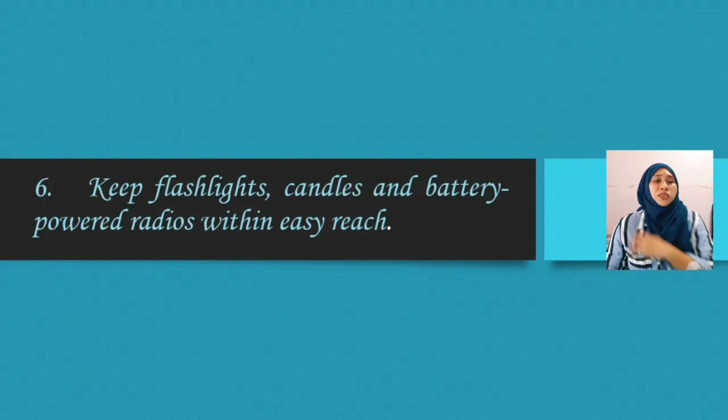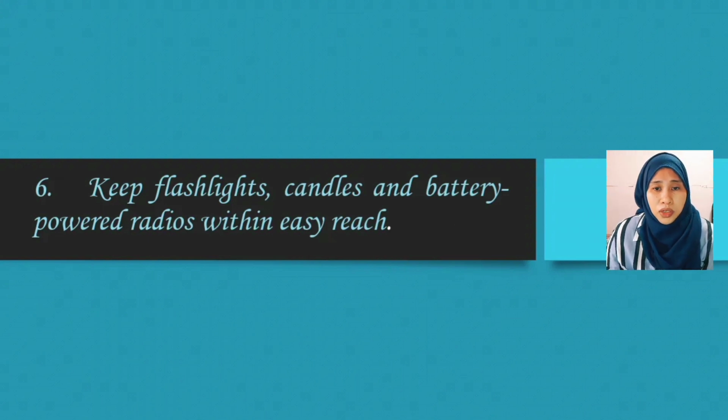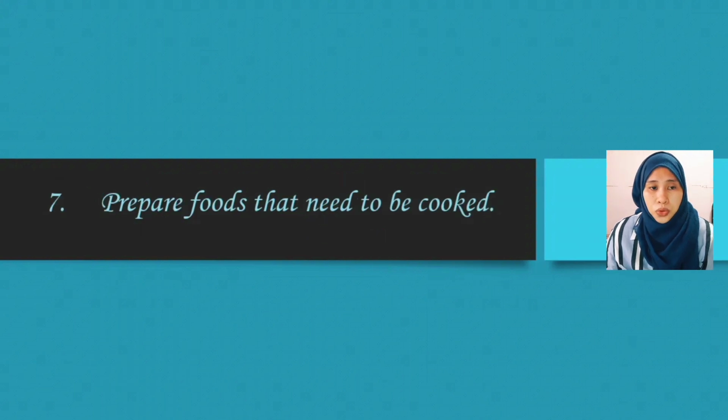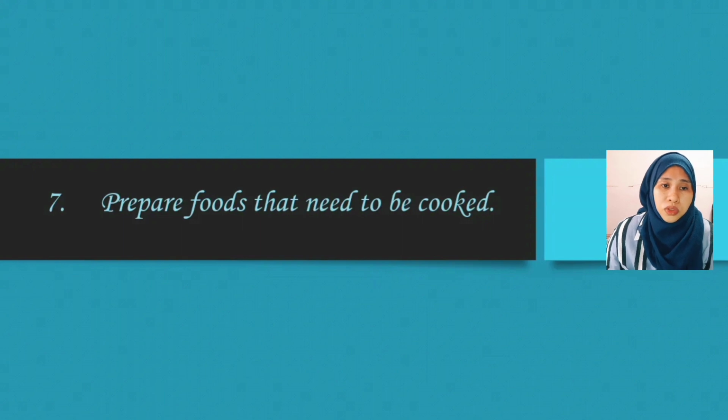So number 6, keep flashlights, candles, and battery-powered radios within easy reach. Always prepare flashlights that are chargeable and with batteries, candles, and radios in a place where you can easily get them during a typhoon. So number 7, prepare foods that don't need to be cooked. Buy foods that are easy to prepare, like canned goods or instant noodles.